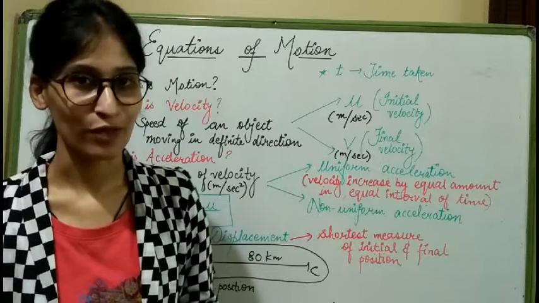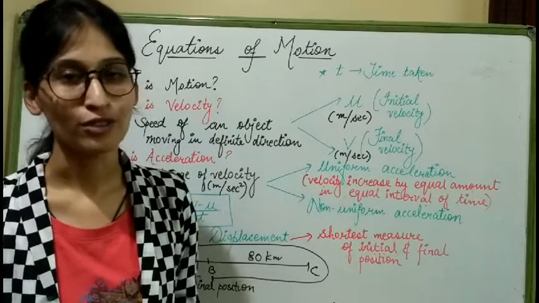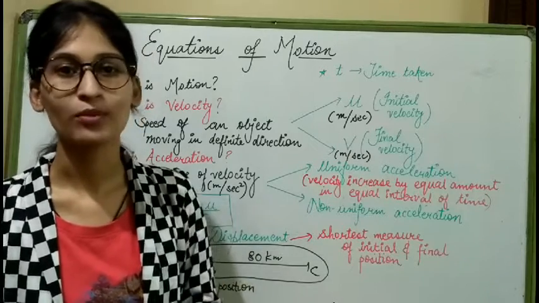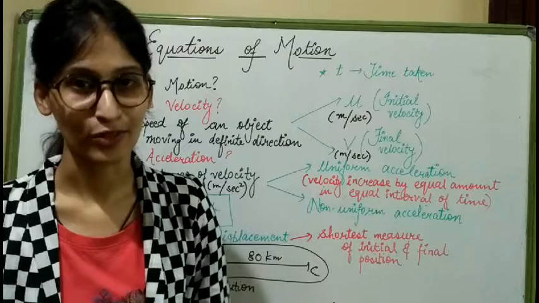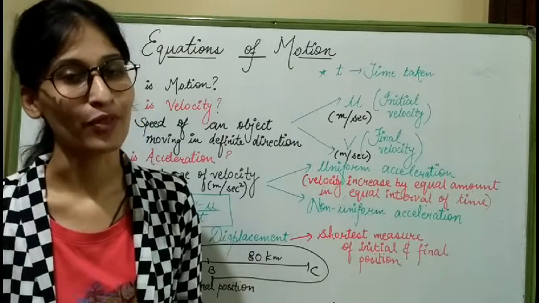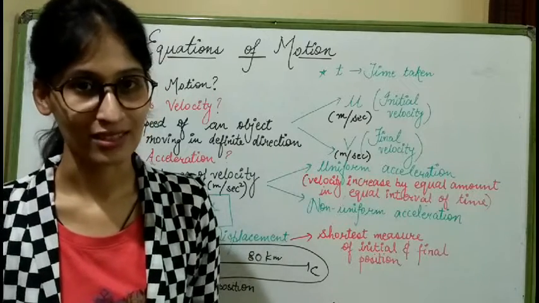Now there are two types of acceleration. It can be either uniform acceleration or non-uniform acceleration. The acceleration of freely falling bodies, like the ball as I dropped, is uniform acceleration, as the rate of change of velocity with time is constant.